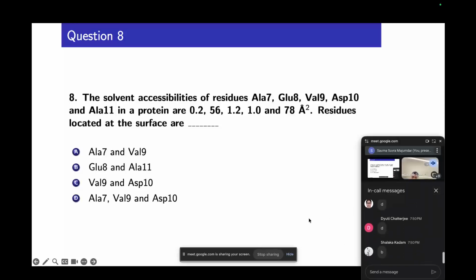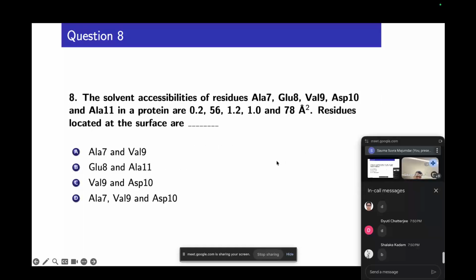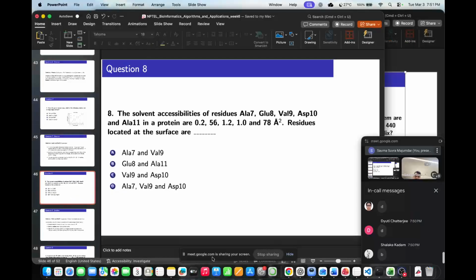Okay, I think it's B. Yeah, I think the higher the values, the more probable that they are located on the surface. Sir, this question was the same question done in yesterday's class, and it was D. Yeah, sir said it was D. I actually did answer B in yesterday's class, but he said it's D. Just let me check one thing. Just a sec.